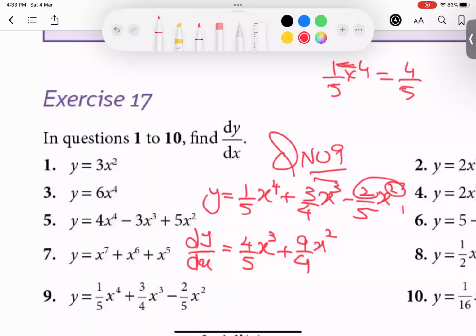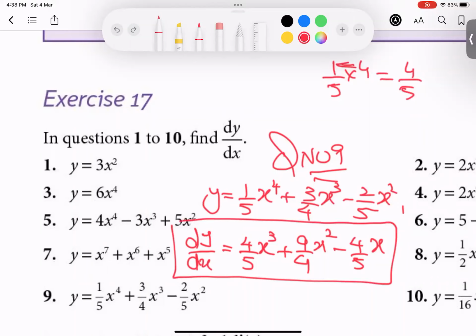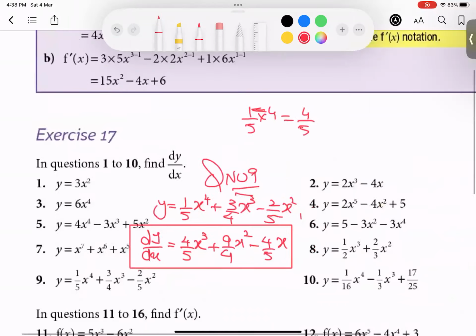And what about this? 2 comes down and 2 2s are 4 over 5 as it is. And from power 1 less. 1 you write or 1 you don't write, no problem at all. And this is my final answer. And I believe all of you understanding well.